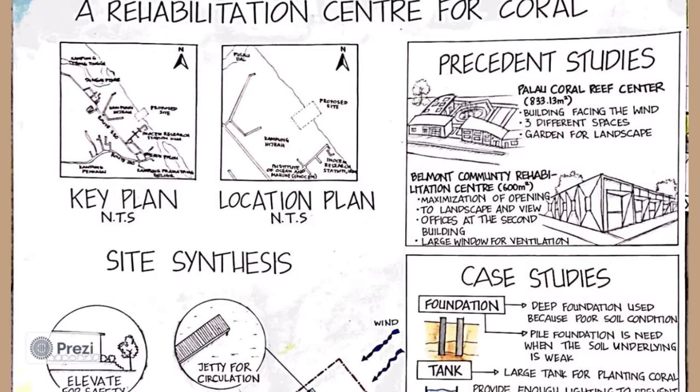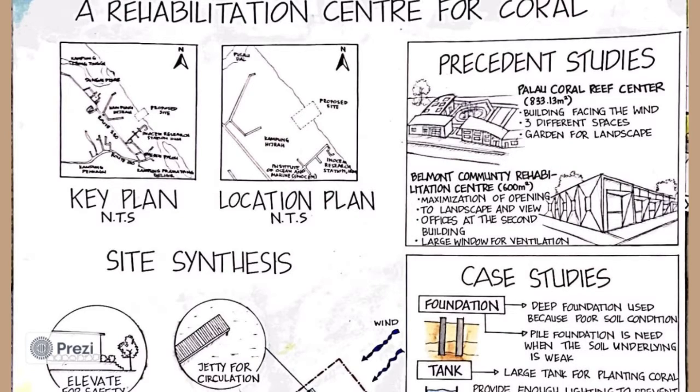The first precedent study is Palau Coral Reef Center, which has an area of 833.13 meters squared. The three things that I can synthesize from this study are building facing the wind, three different spaces which are administration building, research and also visitor center, and the last one is garden for landscape.